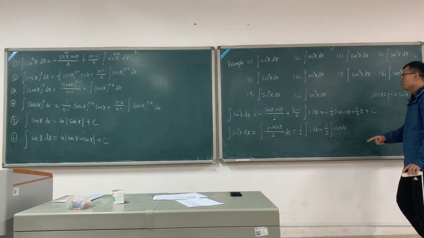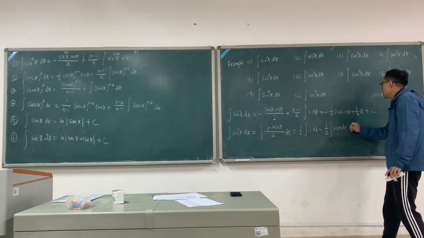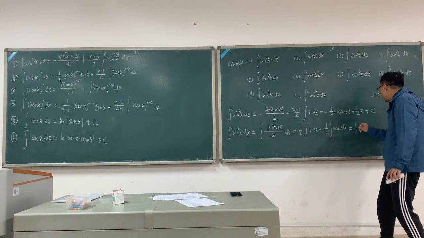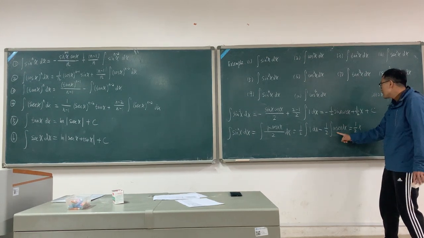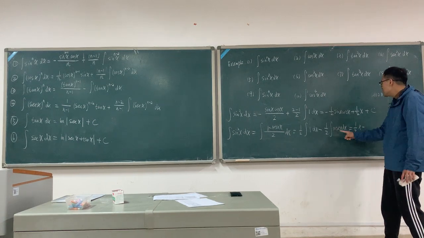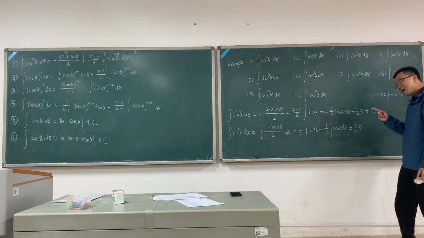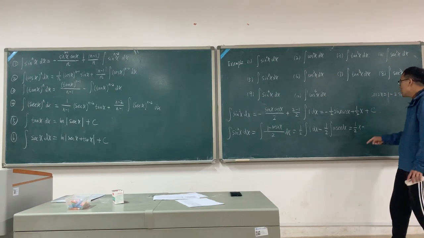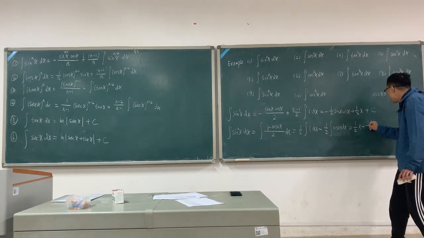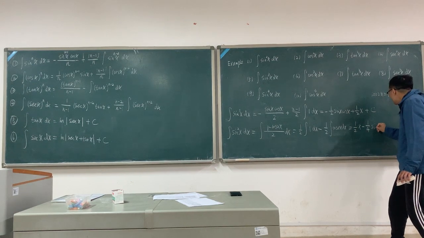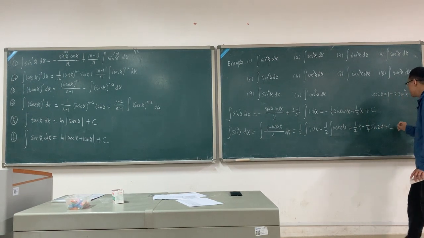Okay? So here, this one is what? This one is 1/2 x. So this one is what? This one is minus cosine 2x antiderivative. Actually, it's 1/2 sin 2x. Yeah? 1/2 times 1/2, so 1/4 sin 2x plus a constant c. Okay?